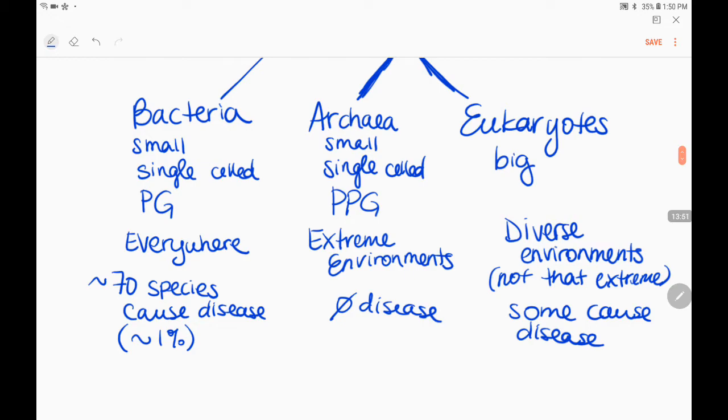Eukaryotes are very diverse, and we focus a lot on theirs. Archaea we don't know a lot about, because they don't cause disease, so they're not studied as much. Bacteria we know a lot about, so we're going to focus on those a lot.